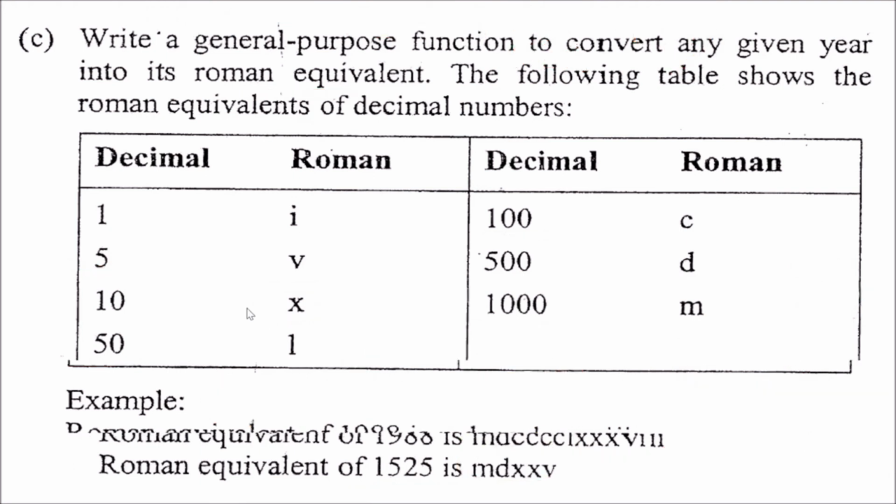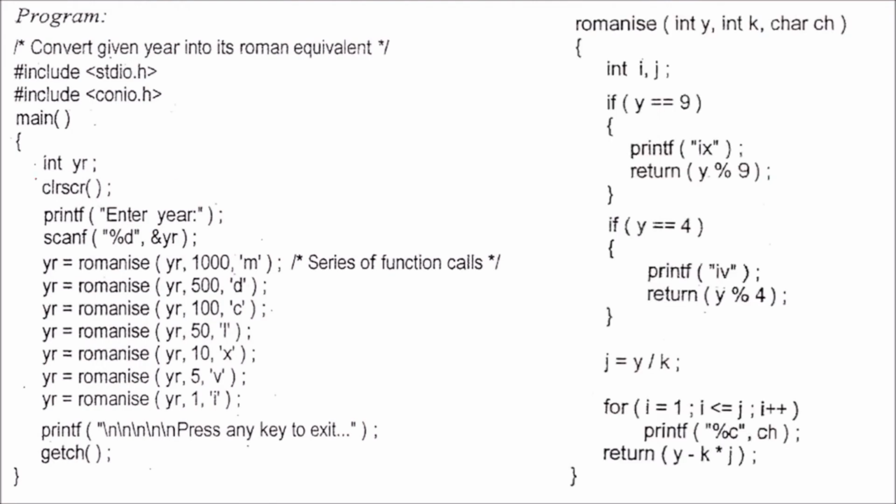So we have to write a program for this. How to convert? First of all, we enter the year. This year will be taken here. Let us take the example of 1525. I'll just give you a glimpse so that you understand how these things go on. First, in this Romanize function, y will be this year, so it will be 1525. Then k will be 1000, and the character is m, so m will go.